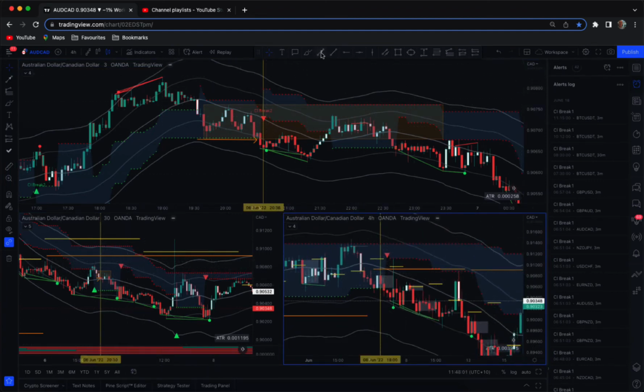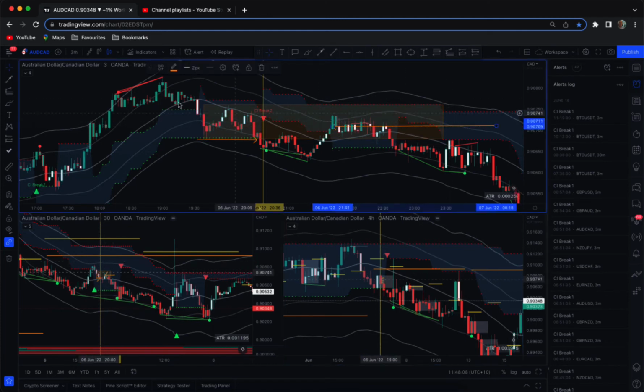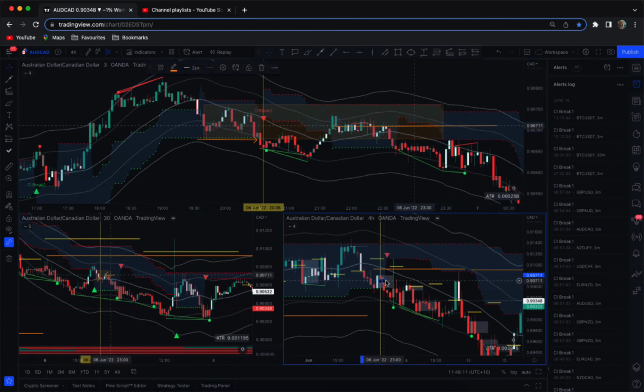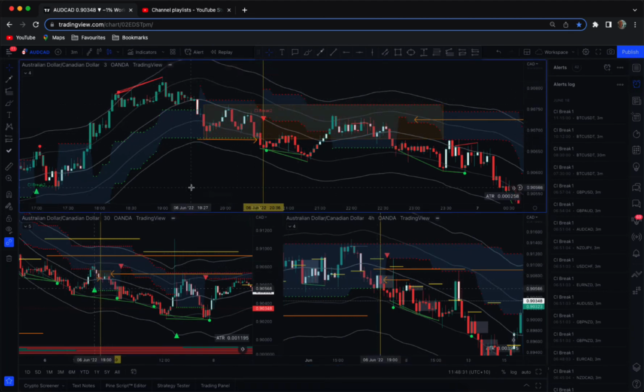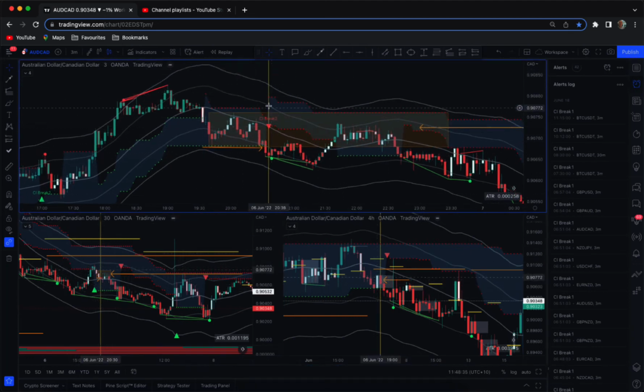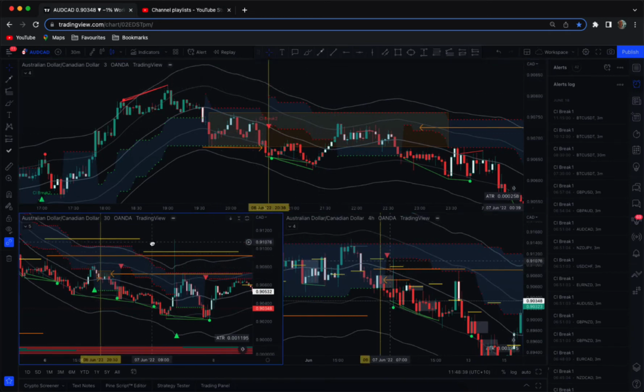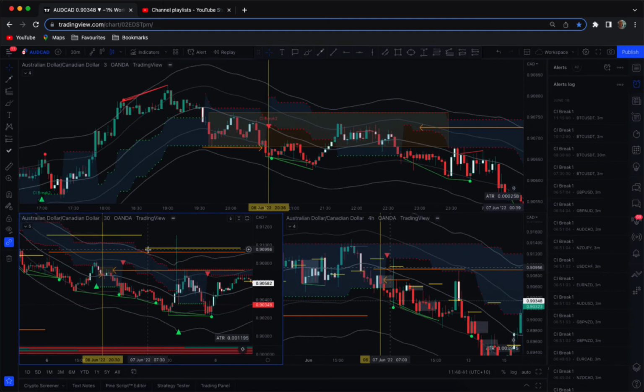Let's just mark up the entry here. All right, you can see that down here. There's your entry point right there. The 3-minute gets you in when the market pulls back and starts to rotate, so you can trade it on either of these time frames. 3-minute, scalping or a day trade. The 30-minute, more of a day trade. The 4-hour, day, intraday, possibly even a swing trade.